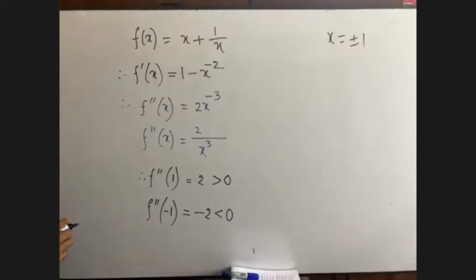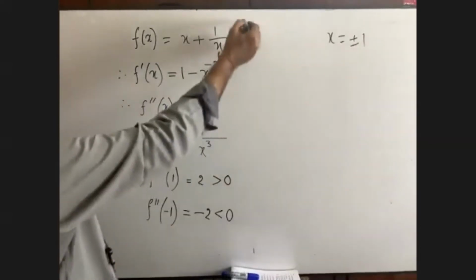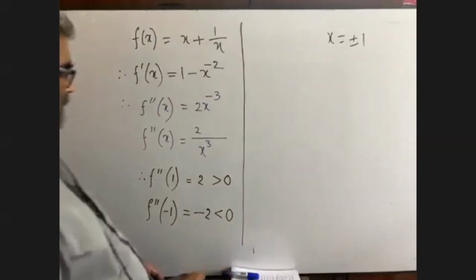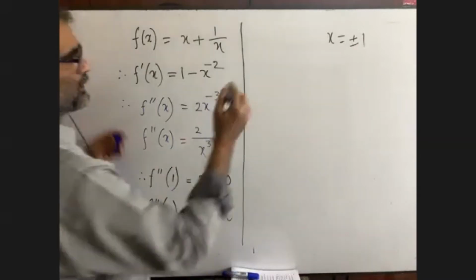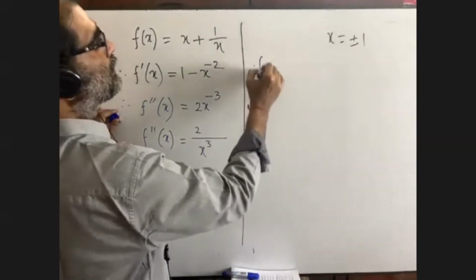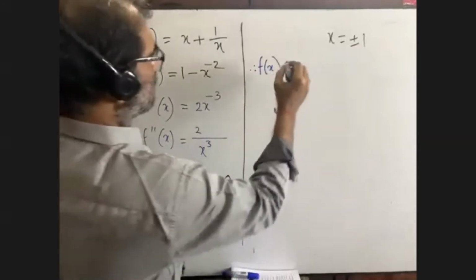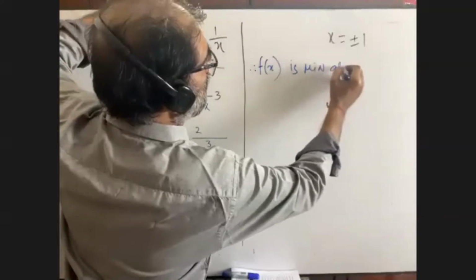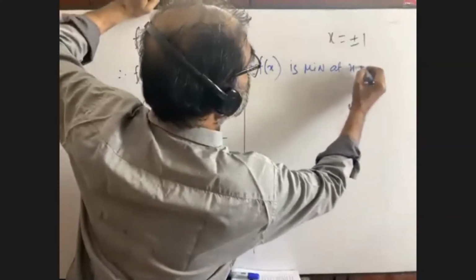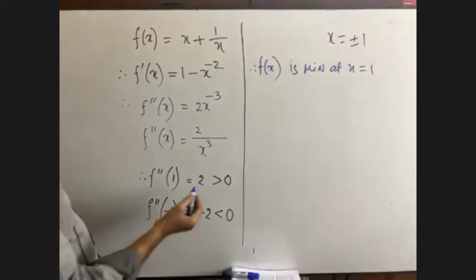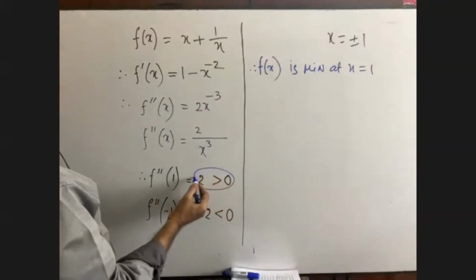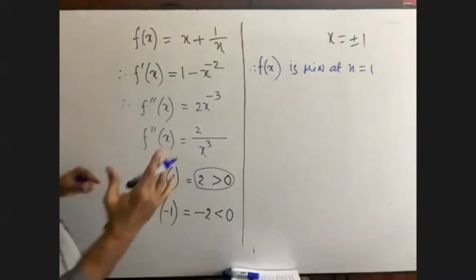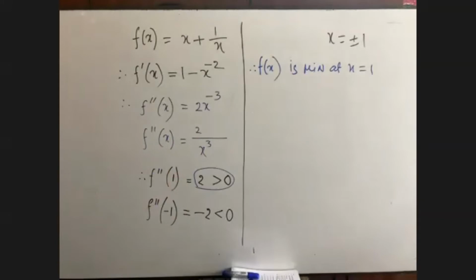So what can we write? Therefore, f(x) is minimum at x equals 1. Please look at the board. Here 2 is greater than 0 for x equals 1. Greater than 0 means minimum. So f(x) is minimum at x equals 1.